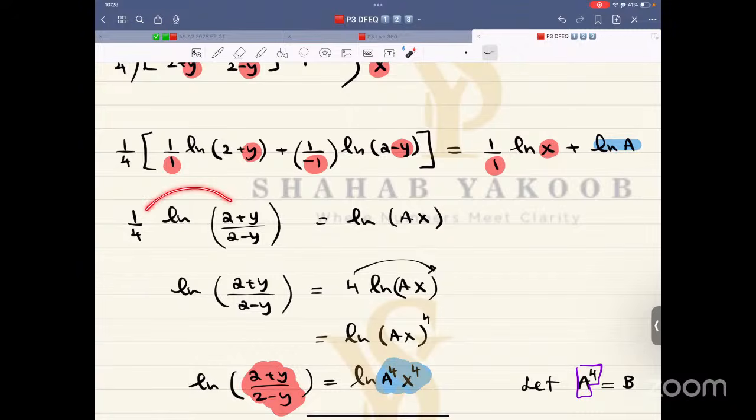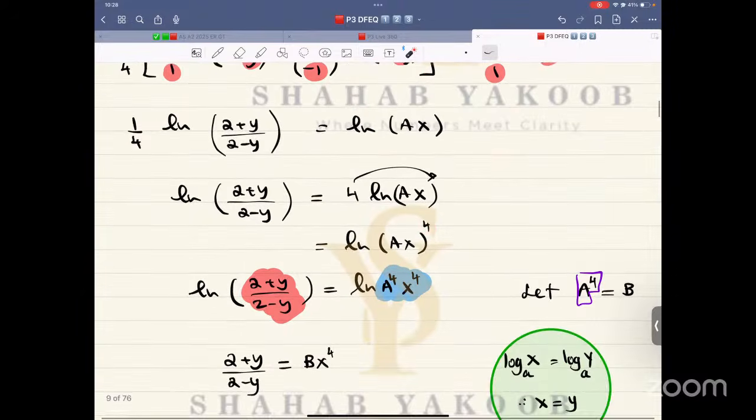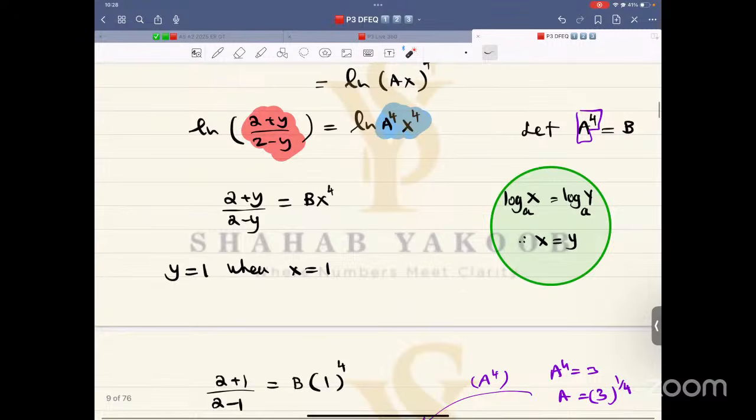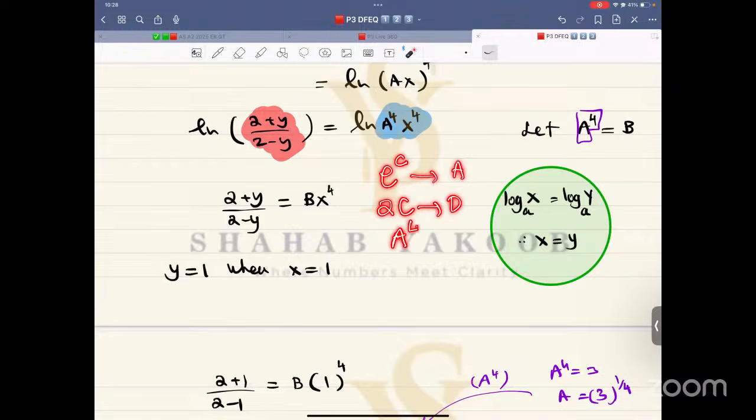So now take this 4 to the other side, or make it the power. That is what I've done, and then I made this the power. It doesn't make a difference. So now ln of something equals ln of something, therefore the somethings are equal. A power 4, I have written it as b. Sometimes we write e to the power c as a, sometimes we write 2c as d, sometimes we write a power 4 as b, so it doesn't make a difference.